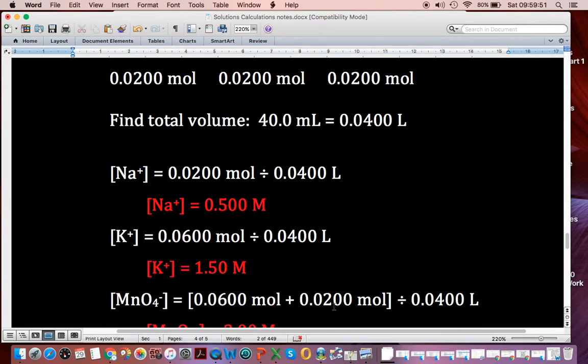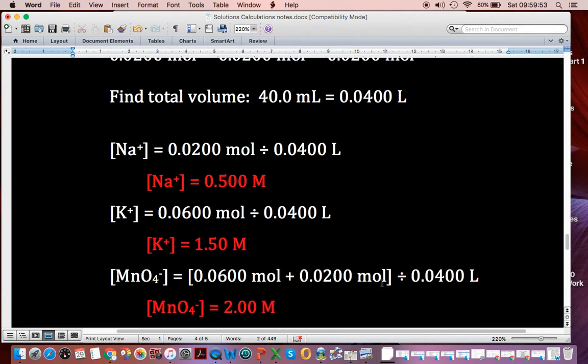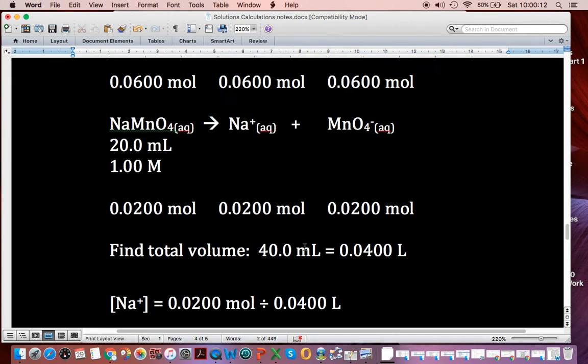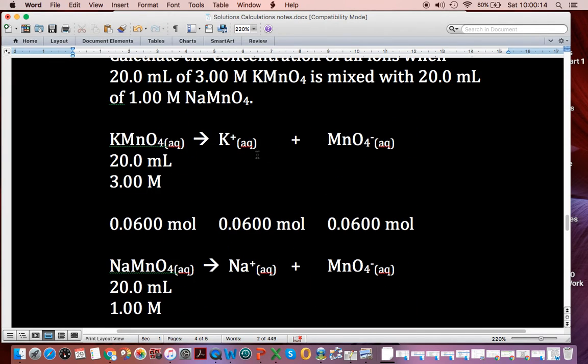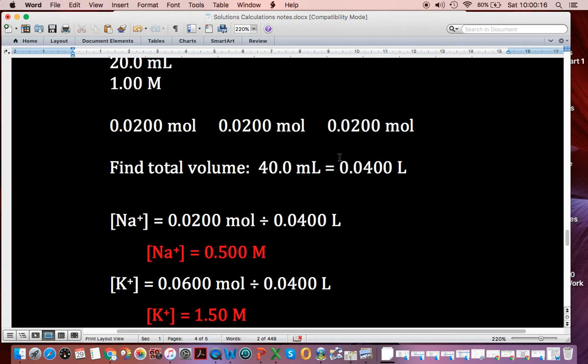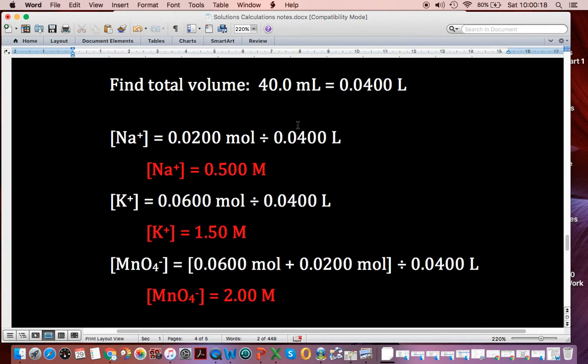Permanganate, we add the moles together, so we get 0.0800 moles divided by the 0.0400 liters, and we get 2.00 M. So this was showing you the steps, a fair amount going on, but not as complicated as the next one because all our coefficients were 1 to 1, that kind of thing. So that wraps up this video, and we'll do the next example in the next video.